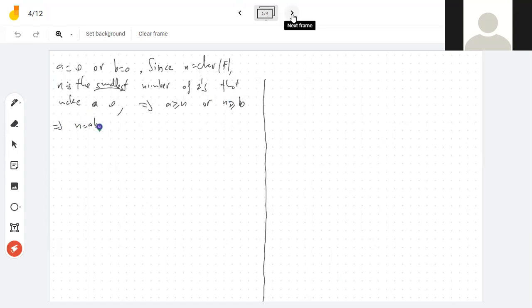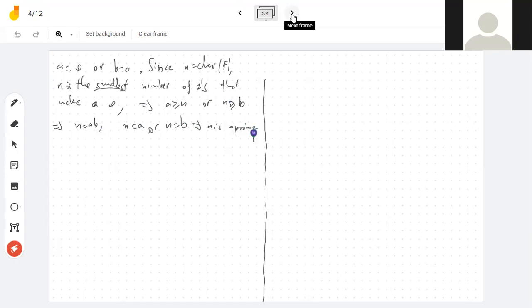Since a and b are the factors of n, that means that they're just equal. So we showed that whenever you factor n, you get that one of the factors is n. So n is a prime.